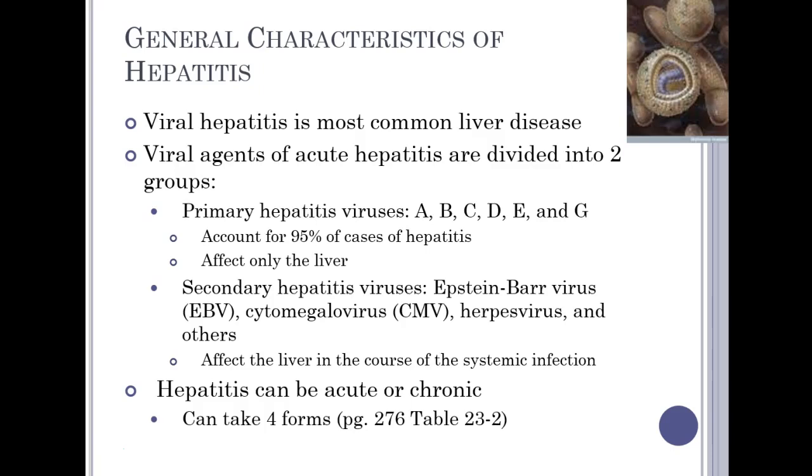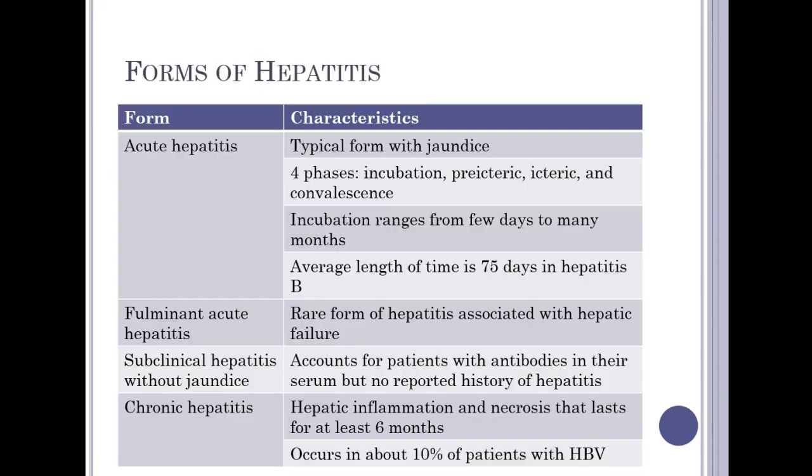We're also going to look at secondary hepatitis, which can be caused by something else like Epstein-Barr virus, cytomegalovirus, herpes virus, or others. Usually it's the result of having another issue that causes the hepatitis. This can be acute or chronic. We have 4 different types. The first one is acute.